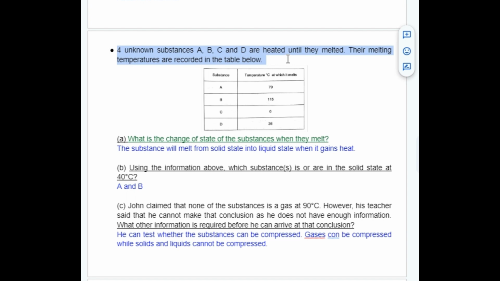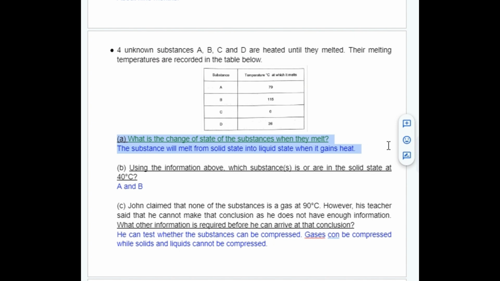Four unknown substances A, B, C, and D are heated until they melt. Their melting temperatures are recorded in the table below. What is the change of state of the substances when they melt? The substance will melt from solid state into liquid state when it gains heat. B. Using the information above, which substances is or are in the solid state at 40 degrees Celsius? A and B.